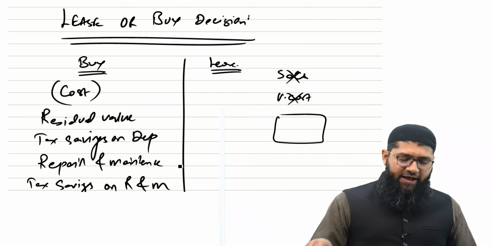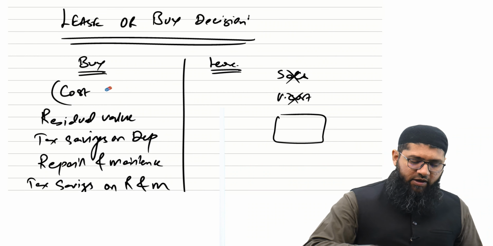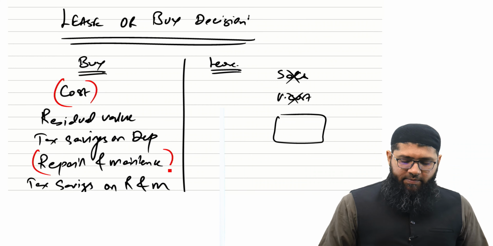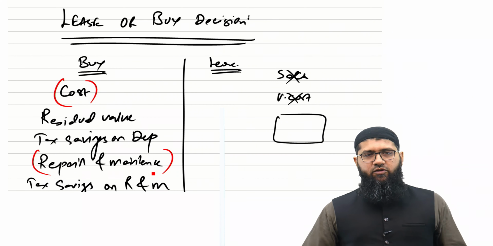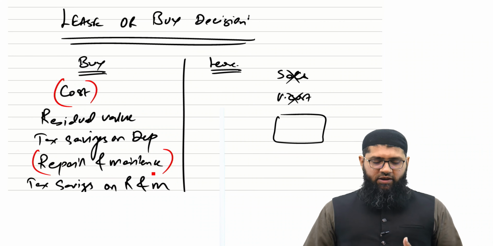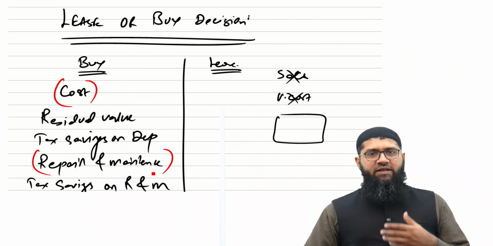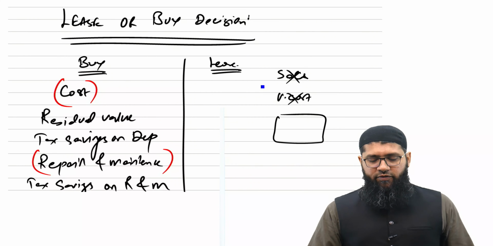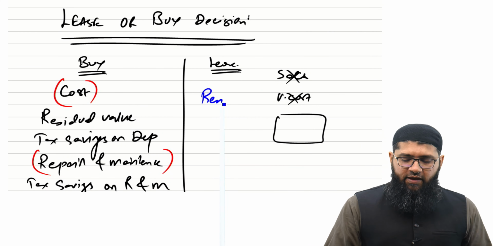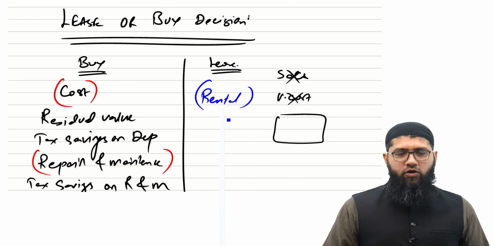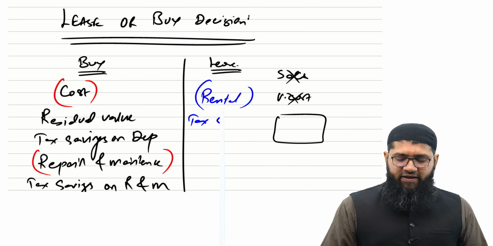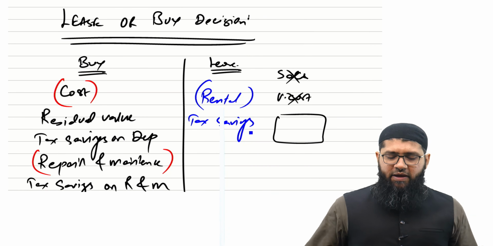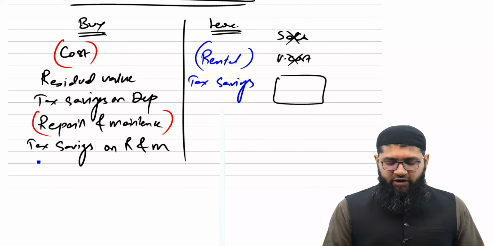the cash flows that actually arise. What are the cash flows that arise? You need to have the cost as an outflow. You need to have the repair and maintenance as an outflow. The rest, the residual value, the tax savings on depreciation, the tax savings on repair and maintenance, they are all inflows. Similarly, when we have got an asset which is obtained on the lease, the lease rentals are an outflow. The tax savings on the lease rentals are an inflow. Plus there could be other types of inflows and outflows.